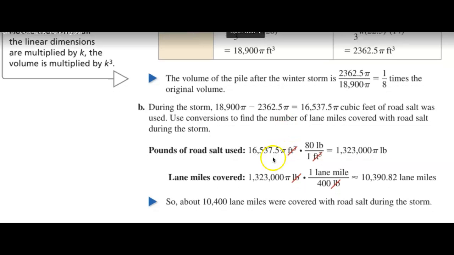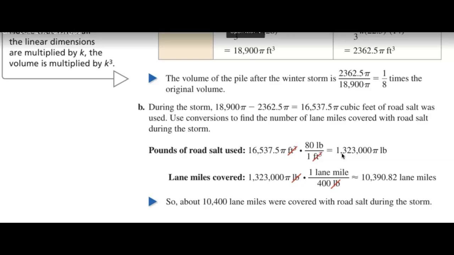Okay. Now, knowing that, we can use a unit multiplier here to figure out how much road salt that is in pounds. We know that 1 cubic foot is 80 pounds, and so that 16,500 pi number times 80 gives us 1.323 million pi pounds. Right, so that's over 3 million pounds. That's a lot of salt.